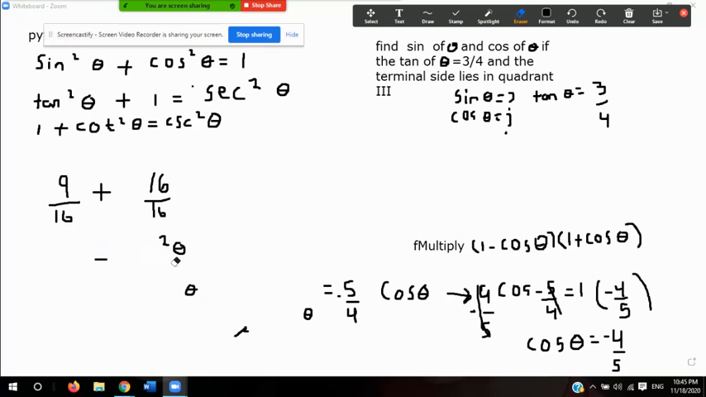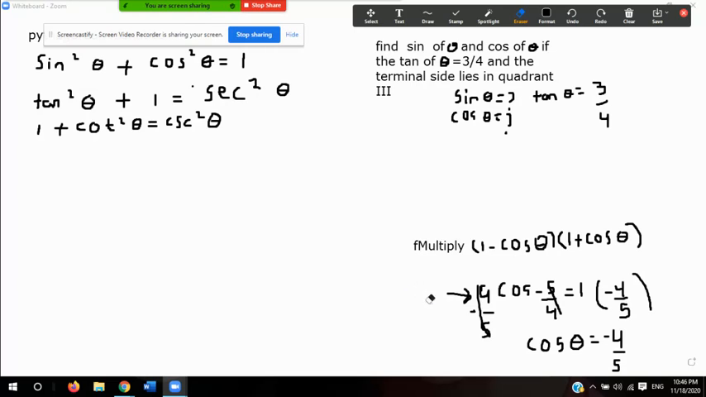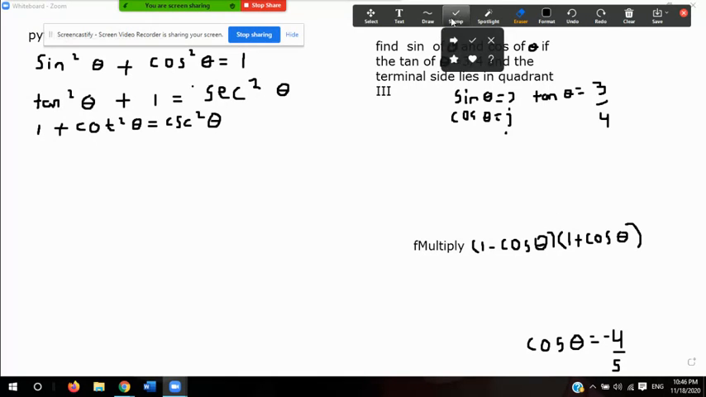So let's go ahead and continue. We know that the cosine of theta is negative 4/5.